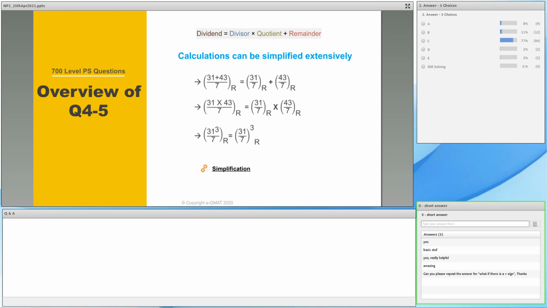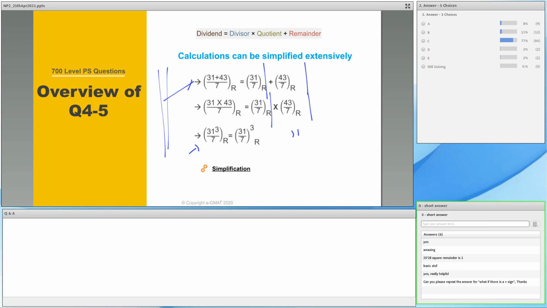The core learning here is everything we saw. Additive property: you could just take each and every component separately and find the remainder. Multiplicative property: you could just take out individually and find the remainder. Even with power, if you have 31 cube divided by 7, eventually it's just 31 by 7. It's like that 7 has gone into that bucket. All you have to find is what is the remainder when 31 is divided by 7, and then worry about the cube. It's as simple as that.